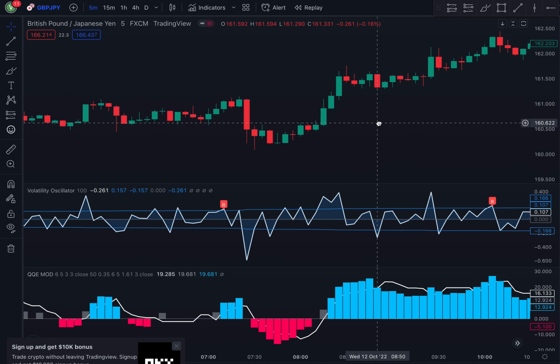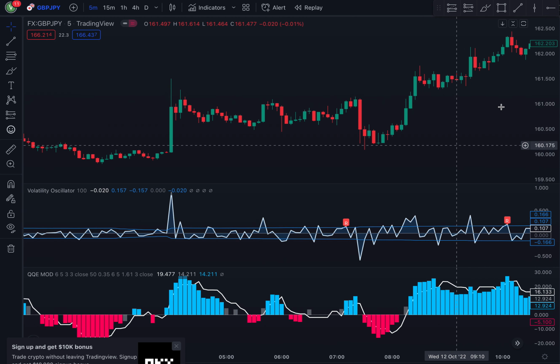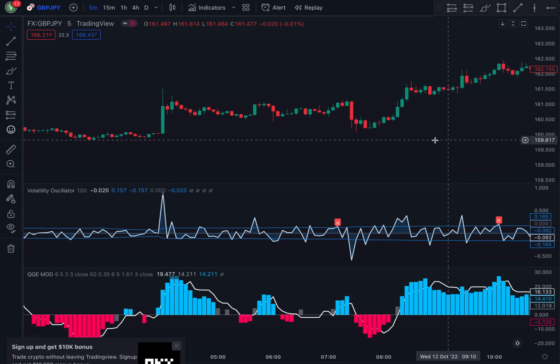So pretty much it's quite simple to use. The two indicators that I have going on here are the volume oscillator and a QQE mod, right? Default settings, and it gets the job done. I'll show you an example just now. So first of all, here's a signal.